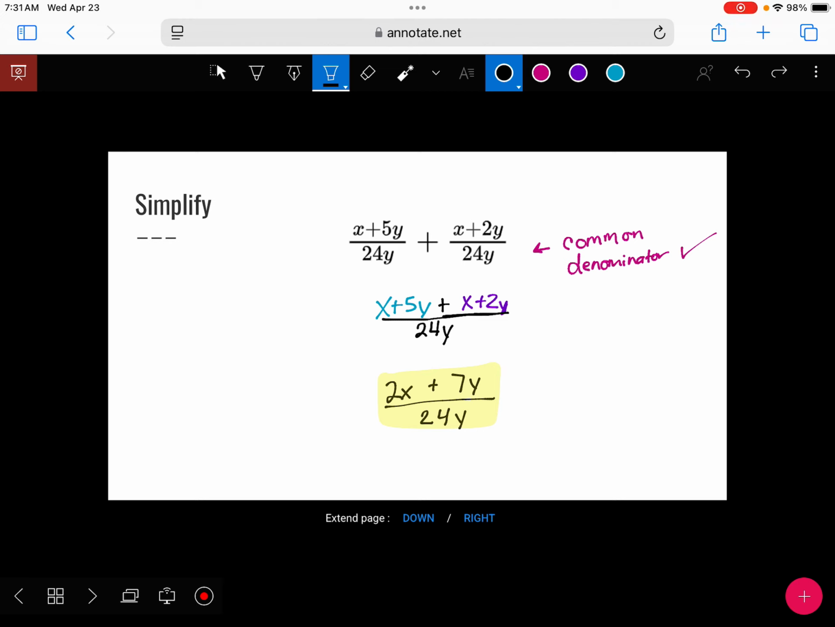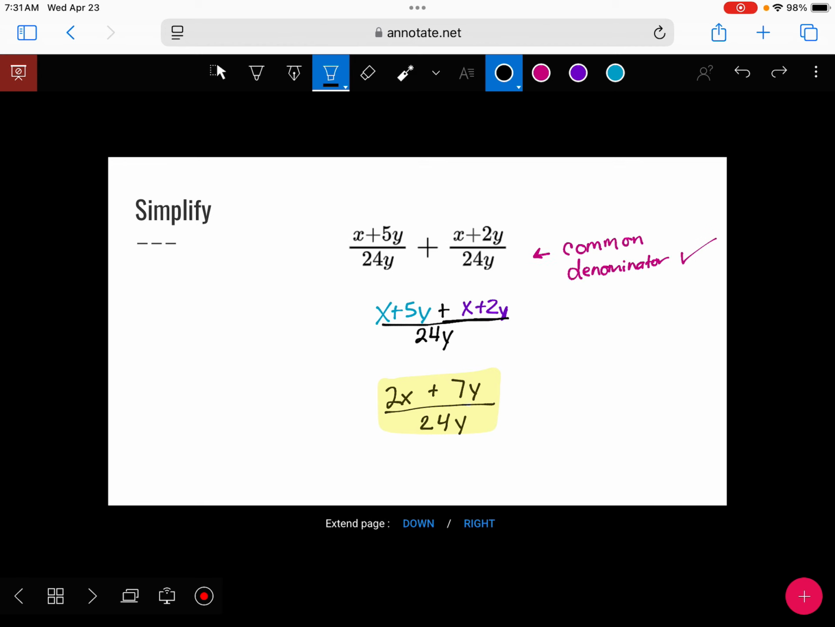But it's not going to be often that we can if we find our least common denominator. So let's look at the next one.